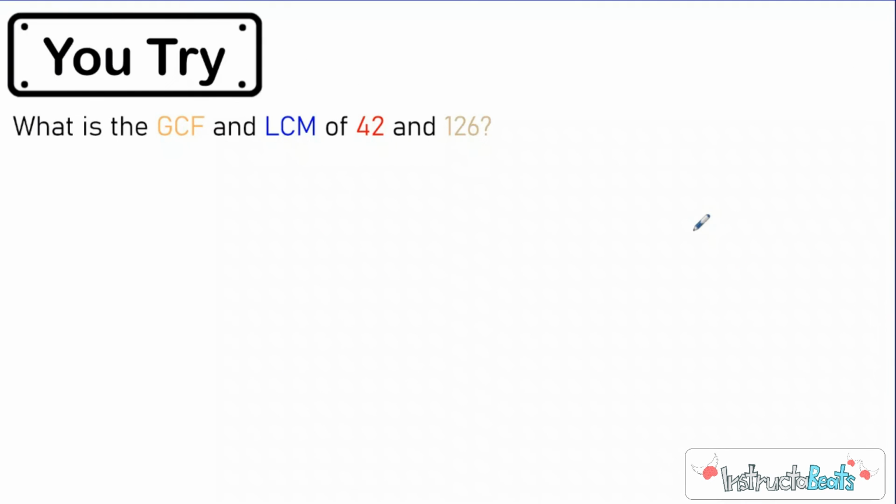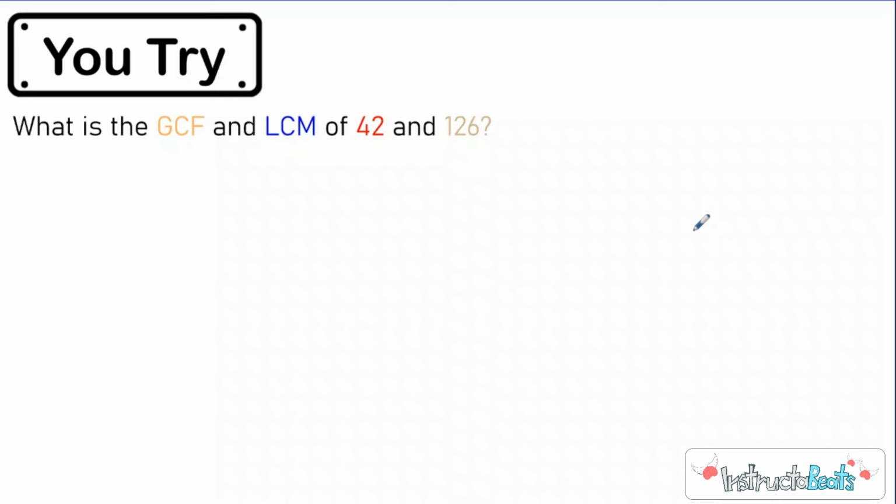All right, so our U-try problem, we're going to do the greatest common factor and least common multiple of 42 and 126. So in a second, you're going to pause the video, try it, and then push play to check your work and see how you did. If you're not ready to do one by yourself, that's all right. You can do it as another we do problem. Just keep rolling the video. But if you're ready to try it by yourself, go ahead and push pause right now and then push play when you're ready to check it.